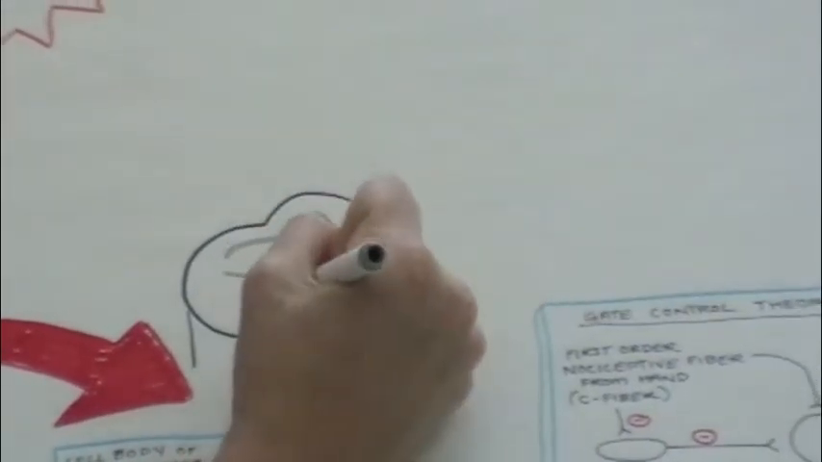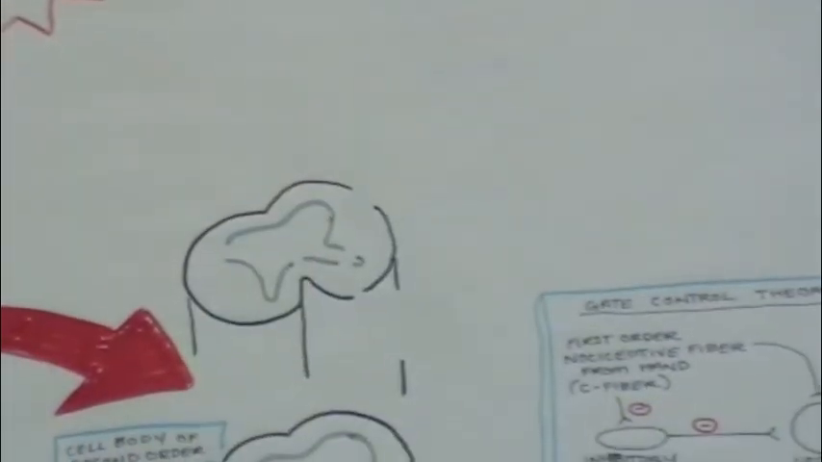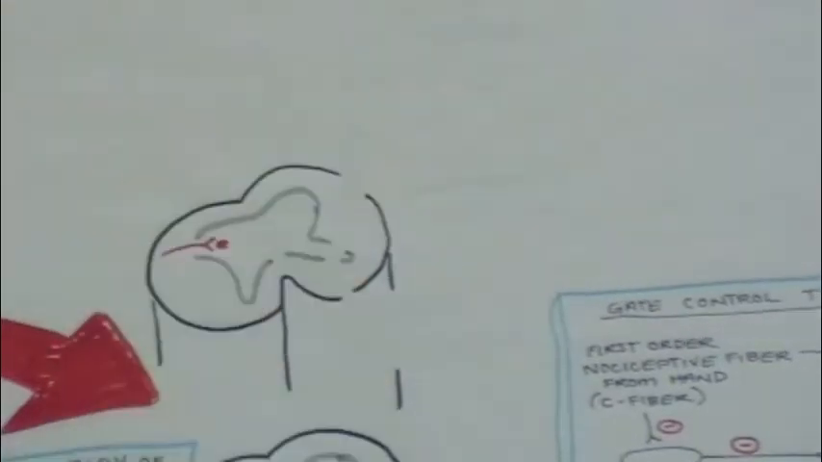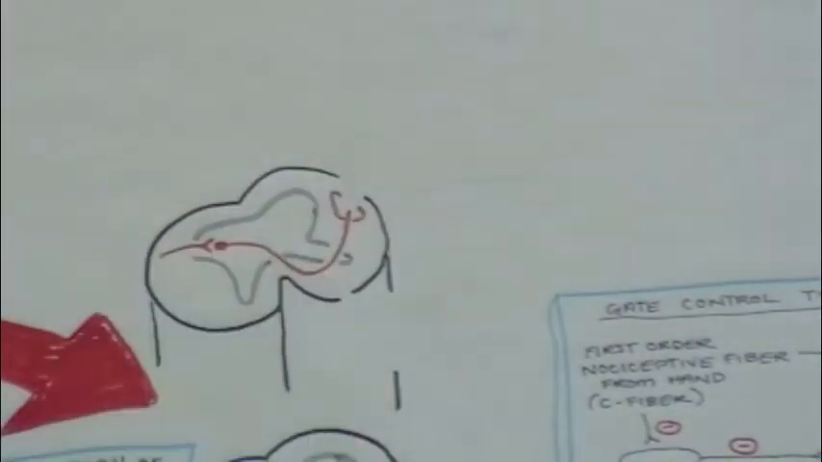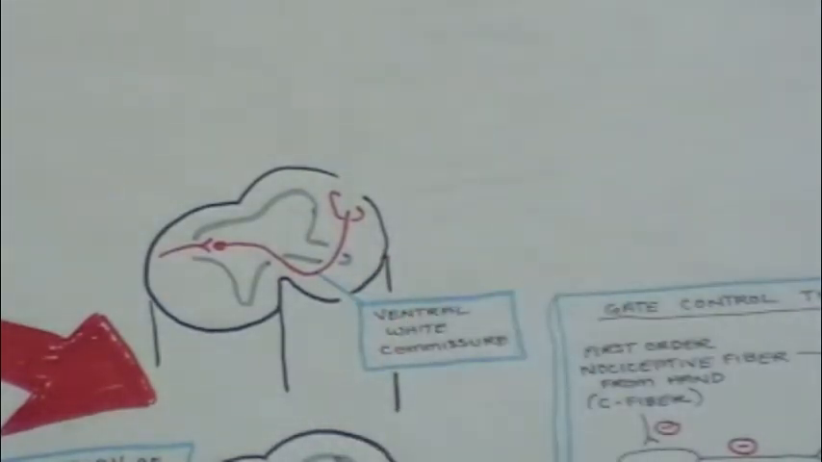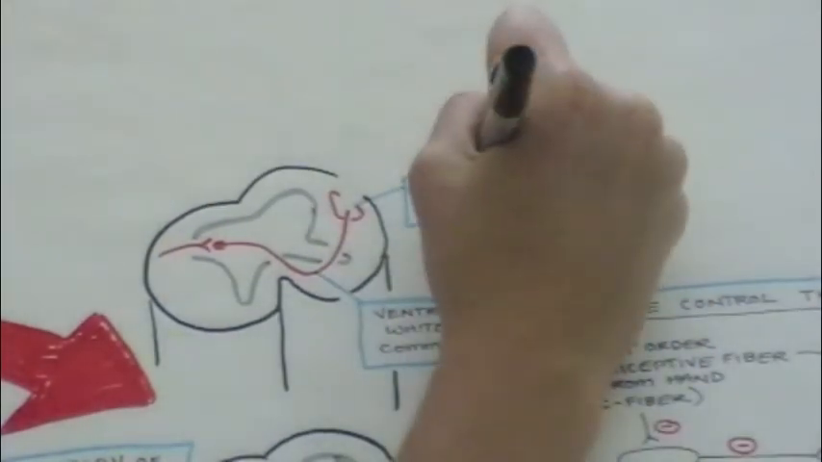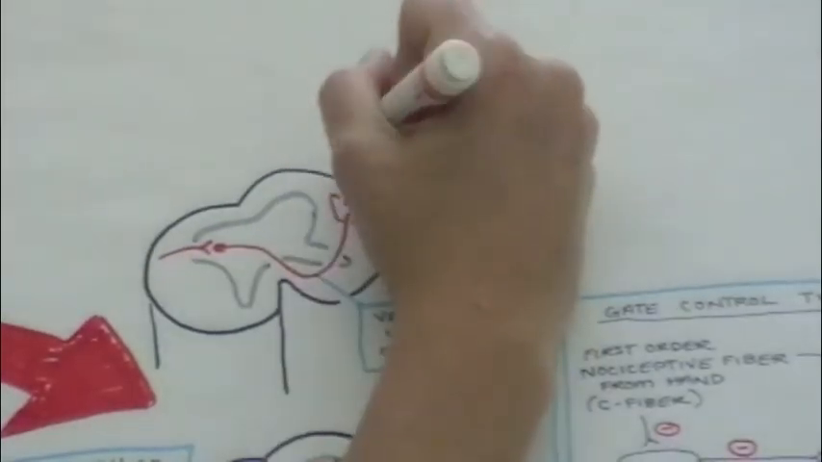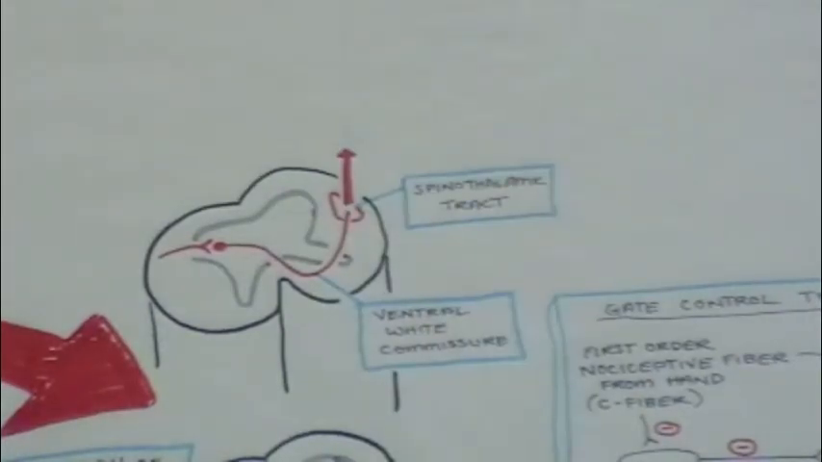So, modified or not, the first-order neuron is going to synapse with the second-order neuron. We know that the stimuli are picked up on the left side of the body and are ultimately sent to the right side of the brain, and vice versa. So here, the second-order neuron goes across the spinal cord through the ventral commissure. It enters the spinothalamic tract on the opposite side, and then starts to travel up toward the brain.